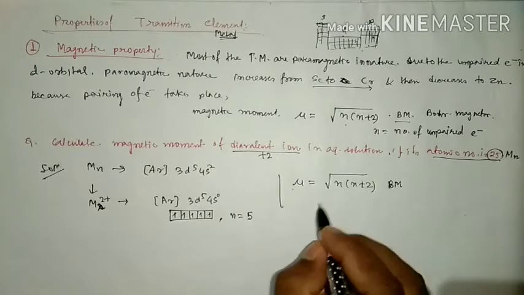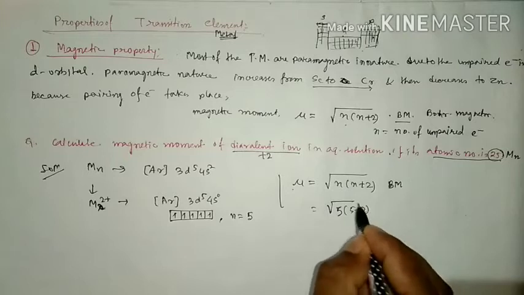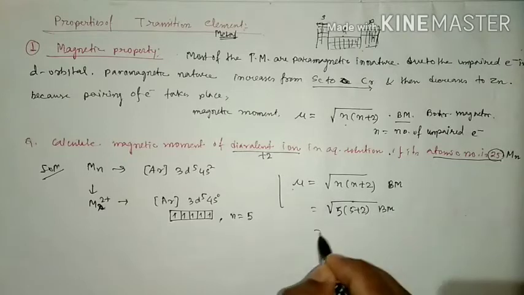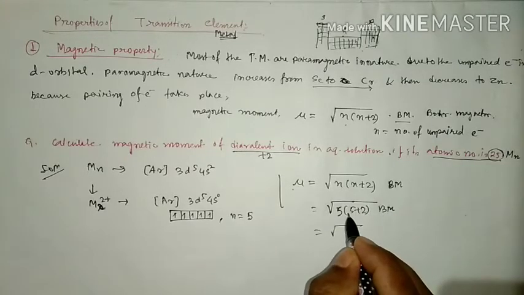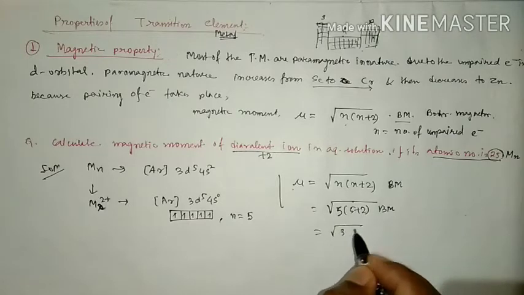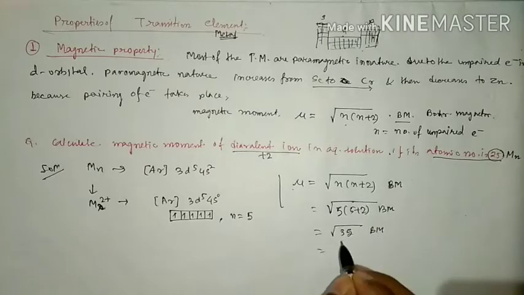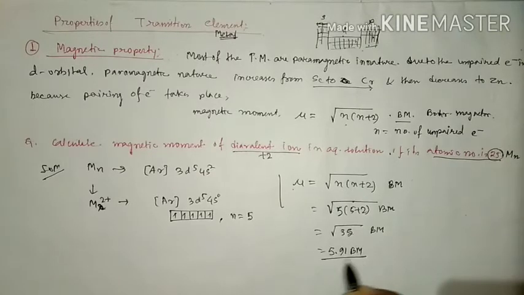Okay, now just calculate. √(5(5+2)) BM, 5 plus 2 is 7, 7 into 5, how much? 35 BM, and root of 35 becomes 5.91 Bohr magneton. This one is the answer for the above question.